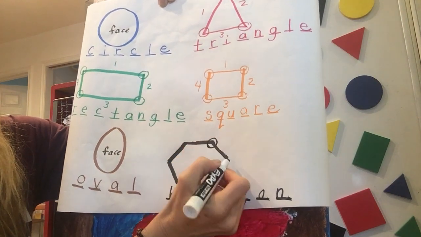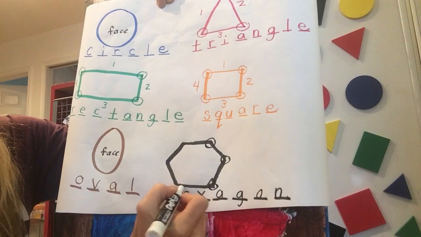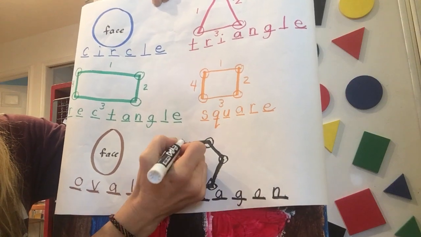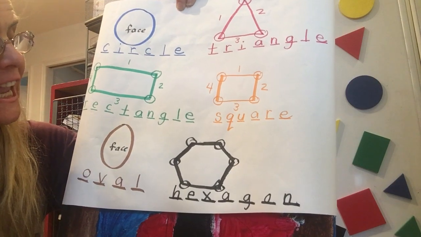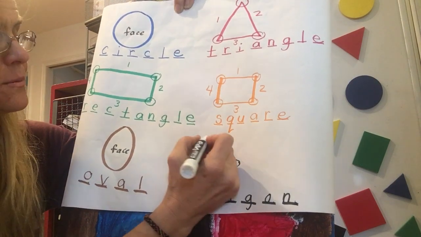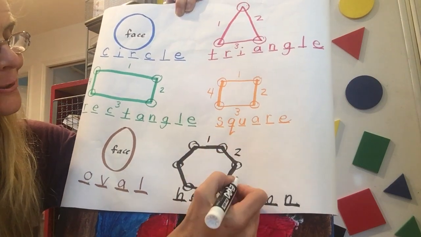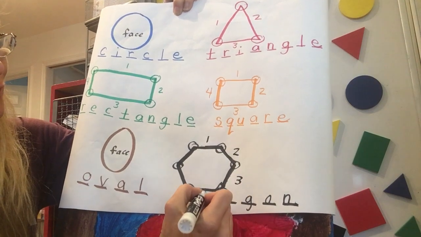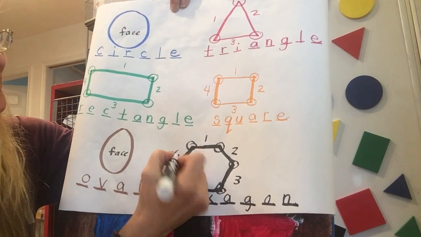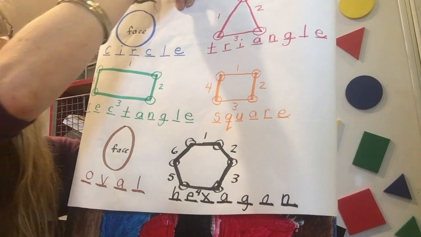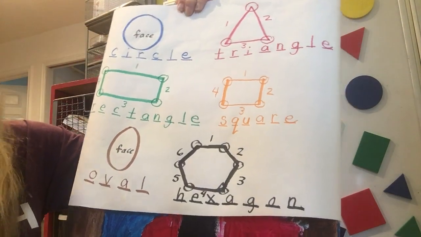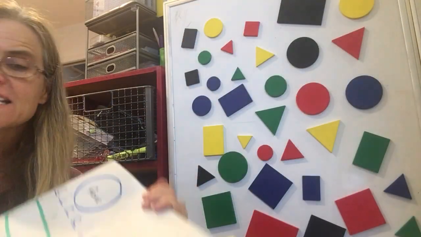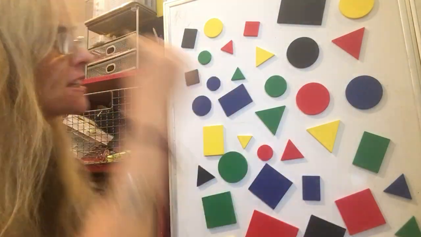This has 1, 2, 3, 4, 5, 6 vertices, 6 angles. And how many sides? 1, 2, 3, 4, 5, 6. That's a tricky one, and it's very hard to draw. You should practice that a lot. All right, that's great. Now let's see how we can stretch out the learning just a little bit.